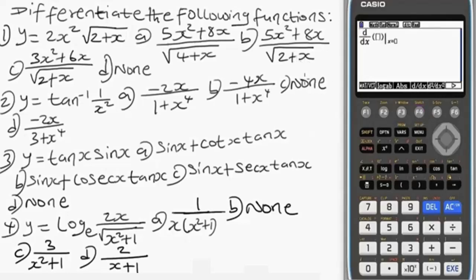Let's input the function exactly as it appears there. We have 2x: to bring out x, press alpha and this plus button. Then square, then square root. To bring out the square root, press shift and this x squared button. We have 2 plus x, alpha x. That's all. Ensure that the brackets are balanced. Very important, guys. If you notice, we have one bracket at the left and one bracket at the right, so it's balanced. Ensure that the brackets are balanced, guys.